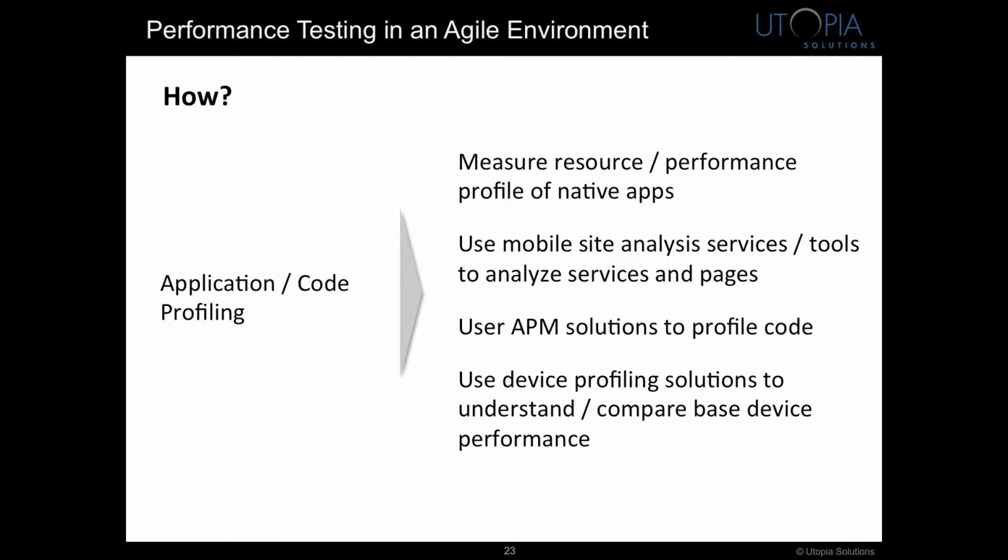Another technique is to use application and code profiling methodologies. We'll look at the resource performance profile of native apps on the device itself. And for mobile sites, we'll use online services and tools to analyze the performance of individual pages and services. We'll also use APM solutions to profile the code early in the development cycle. Similarly, there are device profiling solutions available that allow you just to compare the base performance of different devices to predict how your application might perform across devices from the client perspective.